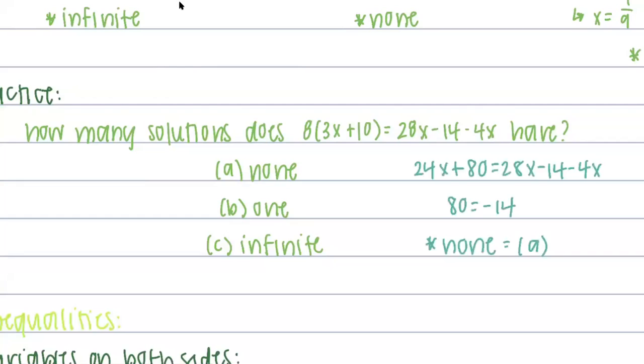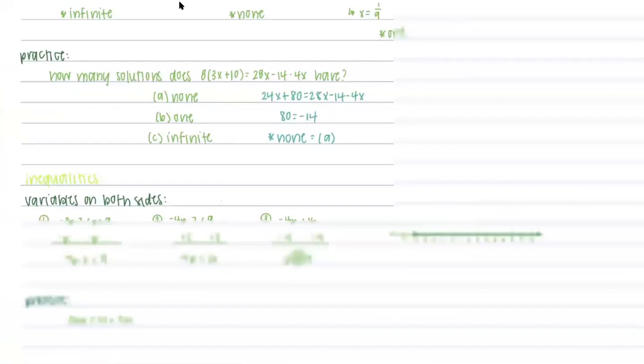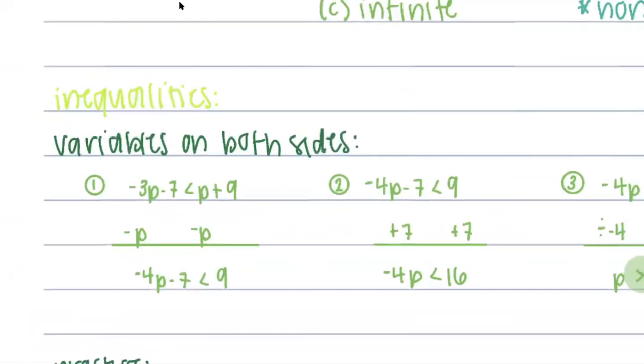Okay, here's what I did. Basically just distribute out the left side. You should get 24x plus 80, and then solve as you would normally. And you should get 80 equals negative 14, which is never true because 80 can never equal negative 14, which would mean that there are no solutions. So it's no solutions. Okay. We only have 10 minutes left, but I'm going to try to explain this really fast.